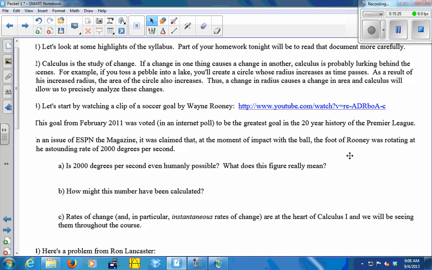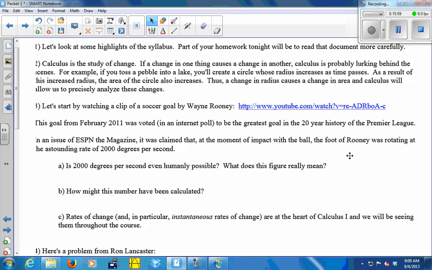Calculus is the study of change. If a change in one thing causes a change in another, calculus is probably lurking behind the scenes. For example, if you toss a pebble into a lake, you'll create a circle whose radius increases as time passes. And as a result of the increased radius, the area of that circle increases. So a change in the radius causes a change in the area, and calculus is what allows us to precisely analyze and describe these changes and how they're related.